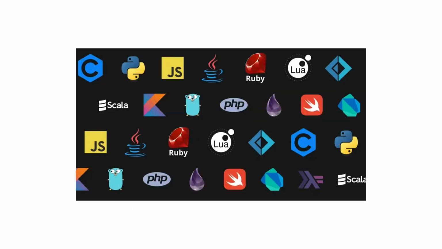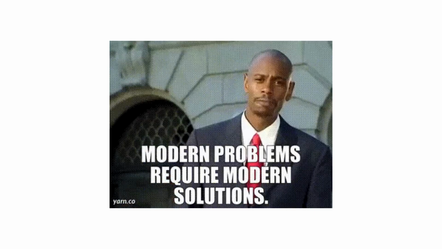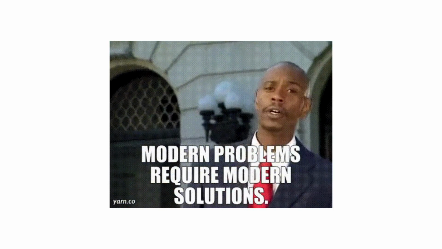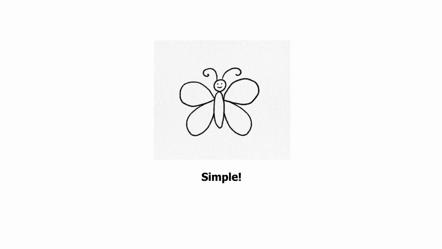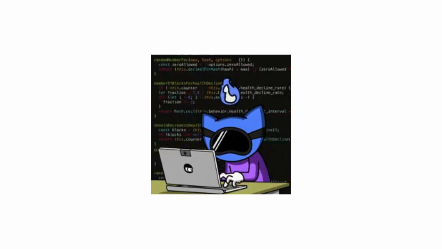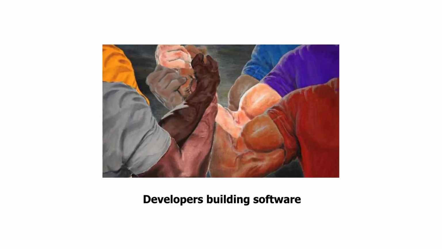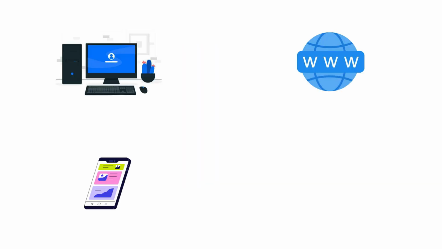These programming languages all exist because different types of software require different tools. Some languages focus on speed and low-level control, while others prioritize simplicity and developer productivity. Together, they form the foundation of the software that powers modern computers, websites, mobile apps, and cloud services.